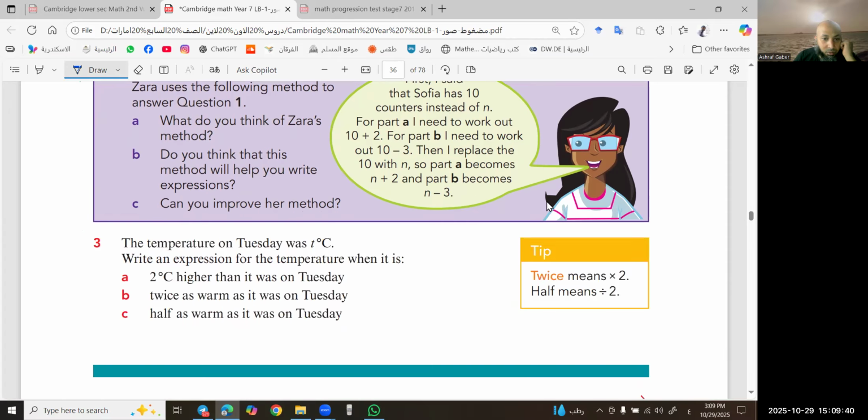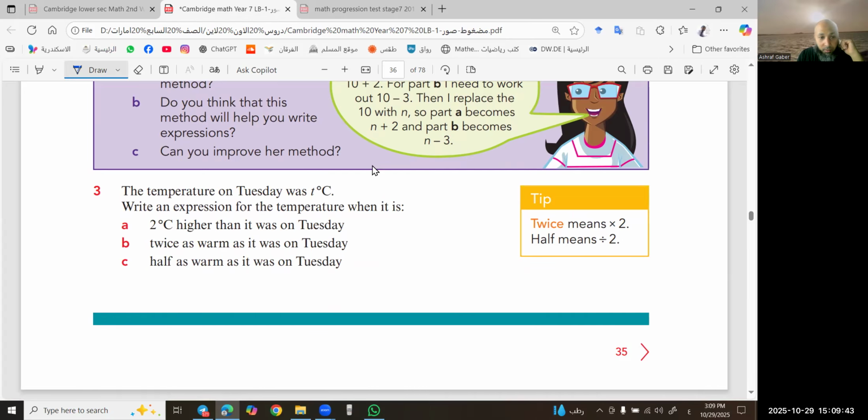Think as a mathematician. Exercise 3. Lujain, Jaida, read this exercise and tell me how we can write its expression. The temperature on Tuesday was T degrees Celsius. Write an expression for the temperature when it is 2 degrees Celsius higher than it was on Tuesday. B. Twice as warm as it was on Tuesday. C. Half as warm as it was on Tuesday. طيب. So I say A. Number A, we can write what?